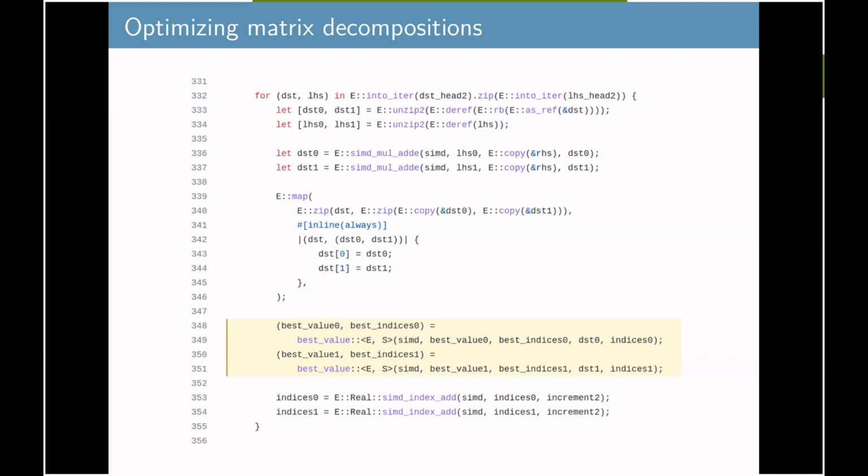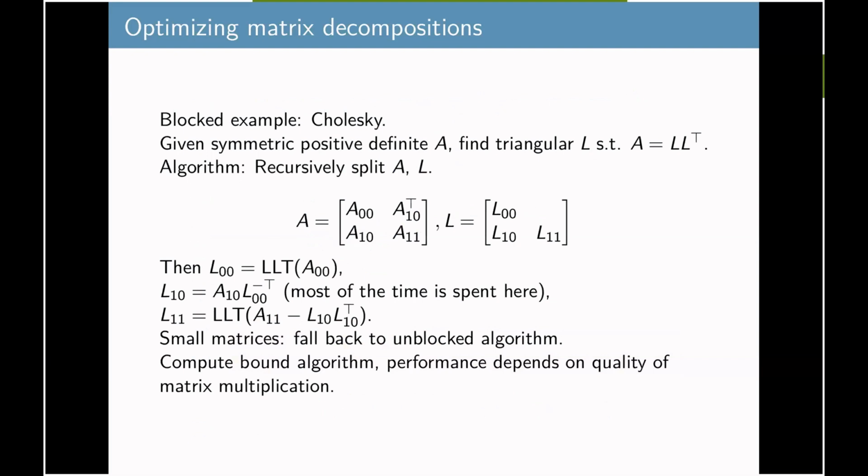Next up, I'll be moving to an example of the blocked matrix decompositions. So I'm going to take the Cholesky decomposition as an example. And the idea is that you want to split your matrix. Well, first of all, to explain what the Cholesky decomposition is, basically you have a symmetric positive definite matrix A, and you want to find a triangular matrix L such that A is equal to L times L transpose. So the algorithm recursively splits A and L into 4 sections: top left, top right, bottom left, and bottom right.